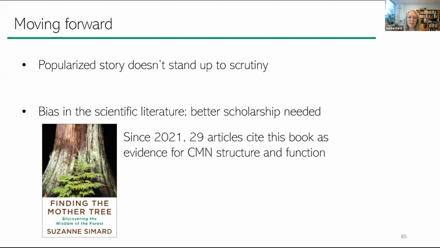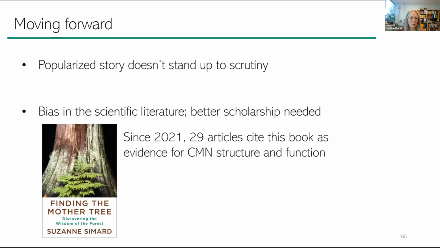We know that there's bias in the scientific literature. Again, we've demonstrated that this is a problem. And I actually don't think that it's just in mycorrhizal ecology. I think it's happening in other fields as well. And again, we can talk about that later. But I think what's really important is that we need better scholarship. So the citation analysis demonstrated that there's a problem. We have some bias, but it's more than that.